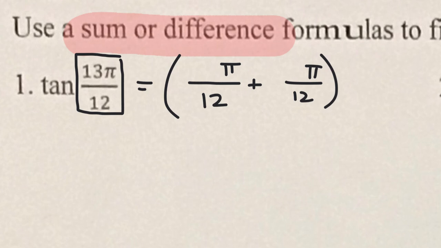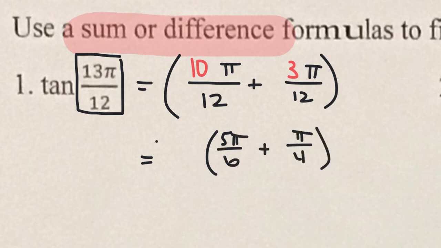Think about some other ones that do reduce, like maybe 9 and 4 or 10 and 3, right? 9 and 4 also work. So does 10 and 3 because these both reduce. Okay, 10 pi over 12 reduces to 5 pi over 6. 3 pi over 12 reduces to pi over 4. Both of those are unit circle angles that we can use. Okay, so once you identify your two angles, we're going to plug this into the formula.